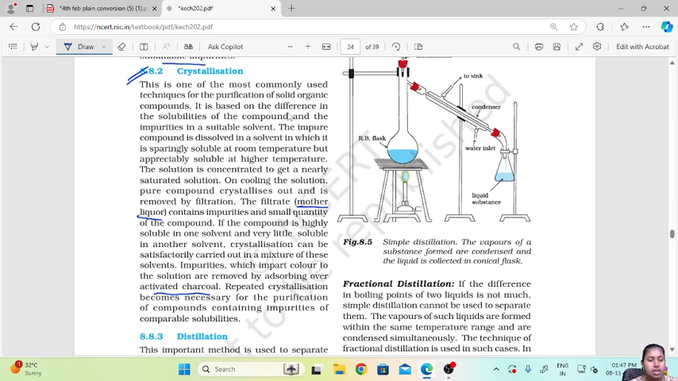Now, repeated crystallization becomes necessary for purification of compounds containing impurities of comparable solubilities. So, when your compound and the impurity have almost similar solubility, or the difference between their solubilities is not great, in that condition repeated crystallization is necessary to make sure that your compound is completely purified.